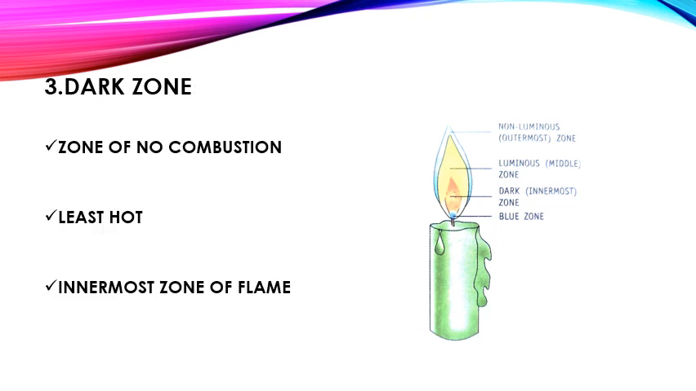Third one is dark zone, or the zone of no combustion. It is least hot. It covers the area surrounding the wick containing unburnt vapors produced by the melting of wax. Here, the wax vapors do not come in contact with oxygen, hence do not burn. It is the innermost zone of the flame. There is also a small region at the base of the wick where carbon monoxide burns with a blue color, called blue zone.